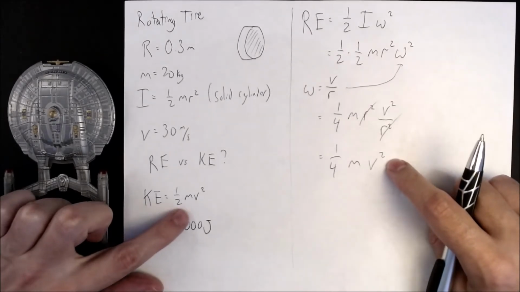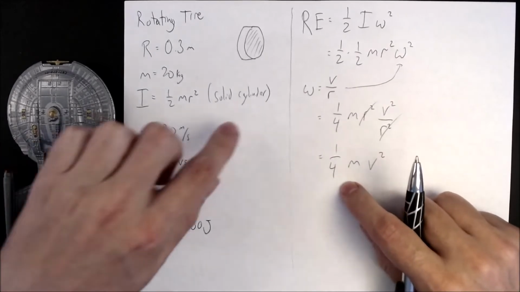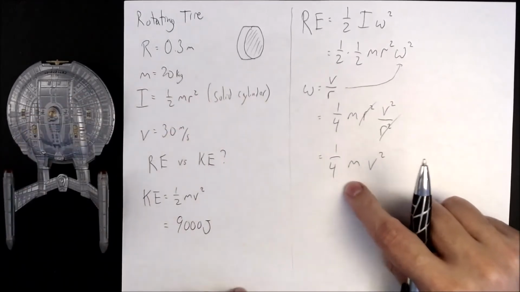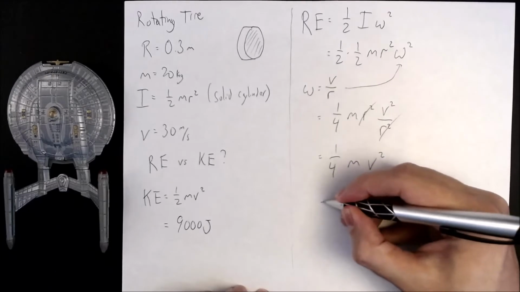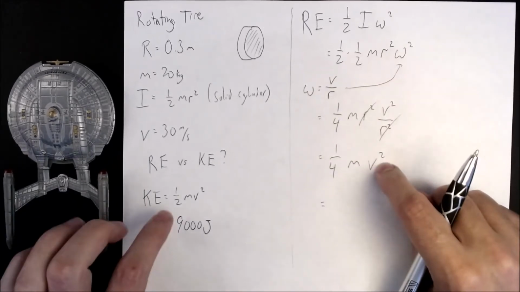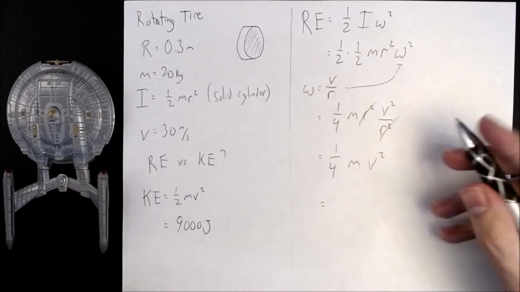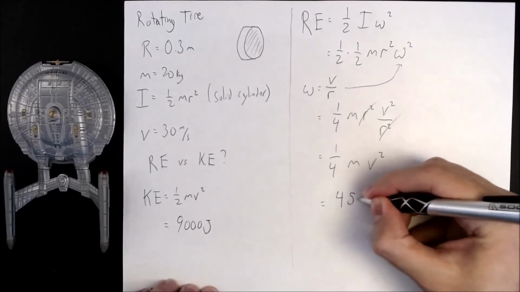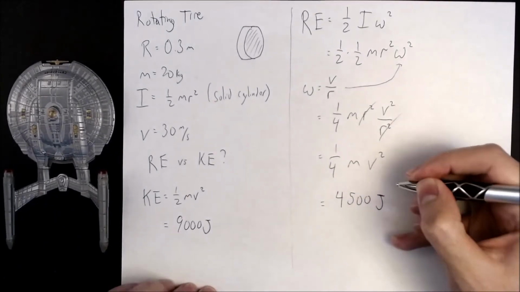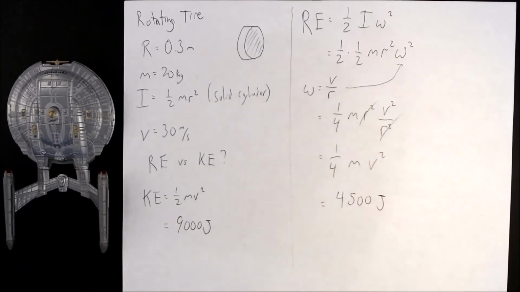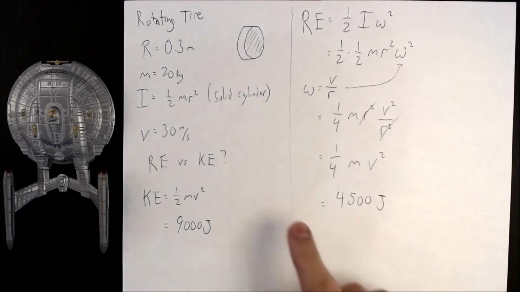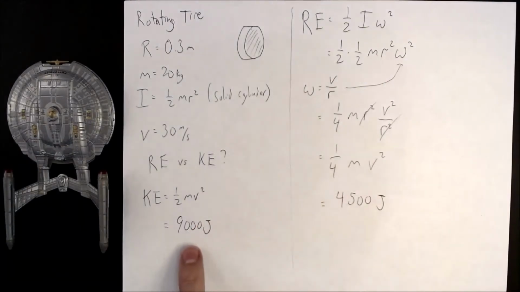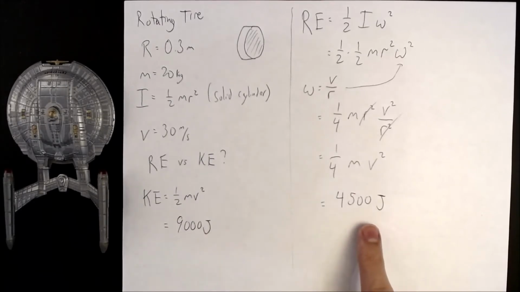Kinetic energy is 1/2 mv squared, and rotational energy for a solid cylinder is 1/4 mv squared. You can already tell that this is going to be less than this just based on that fraction there. This ends up being 4,500 joules. A solid cylinder, a tire that is a solid cylinder, when it's rolling down the street or whatever, will have twice as much energy locked away in kinetic energy than it will in rotational energy.